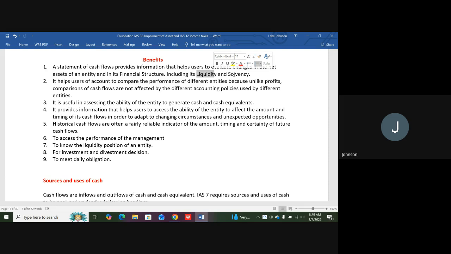So solvency. Whenever they are saying a company is solvent, it means that the asset of that company exceeds its liability. So most times when you're trying to look at your solvency ratio, we are trying to check your asset against your total liability.